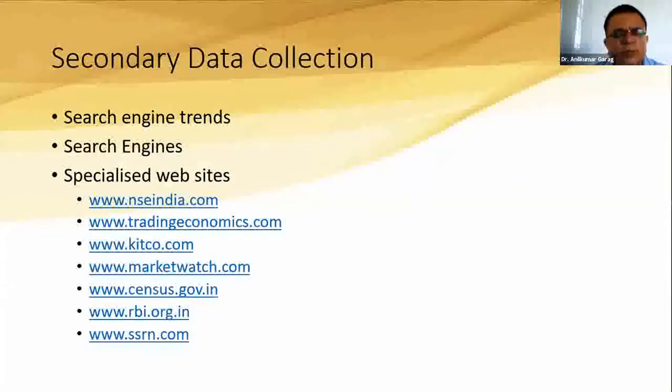Then rbi.org.in, which gives again a lot of economic information. So all in all, there are a lot of specialized websites like this. These are only a few which I have listed, but so many more are there which can give you information about economics, about socio-economics, about a lot of other areas also, and which helps in building a case for our primary research, building a case for our literature survey. So these are secondary data sources.